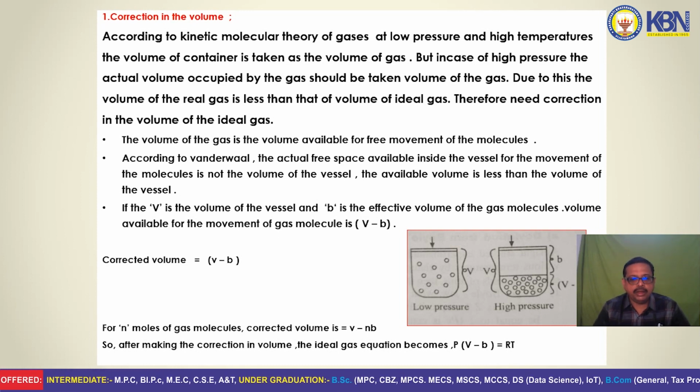So it can be corrected volume V minus b. For n moles of gas molecules, the corrected volume is V minus nb, where n is the number of moles of gas molecules. So, after making the correction of the volume, the ideal gas equation becomes P(V minus nb) equal to nRT.